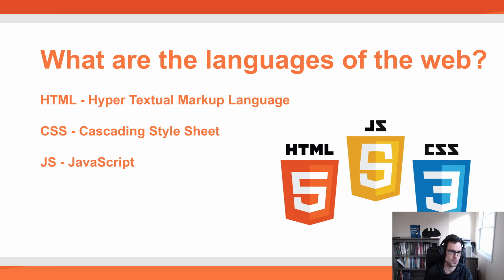And so HTML actually stands for Hypertextual Markup Language. That being said, it is usually coupled with two other languages, and there are lots of languages on the web, but these are the major three, so they're very important. CSS, which stands for Cascading Style Sheets, and JS, or JavaScript. So these three core languages are how a lot of people write websites.